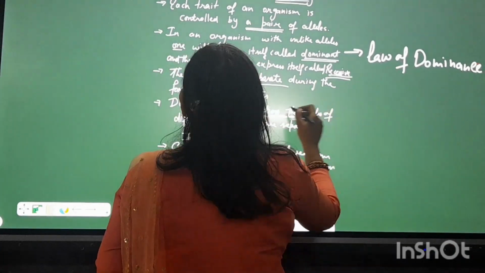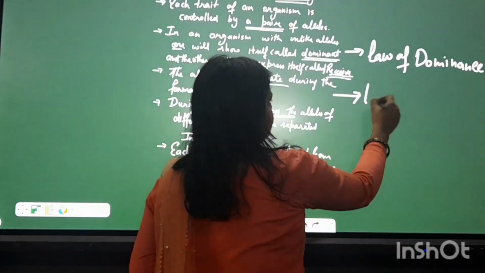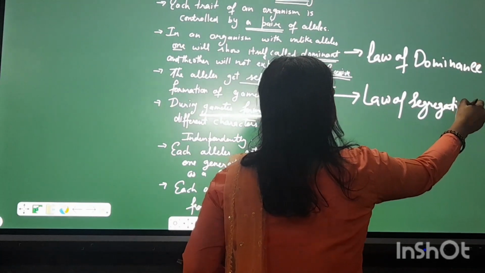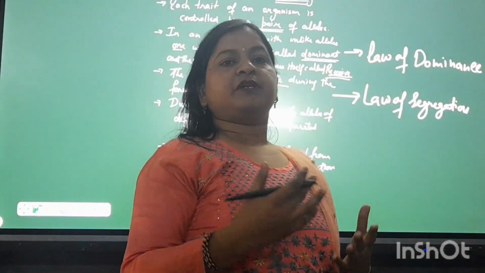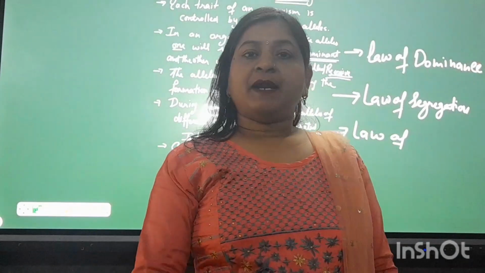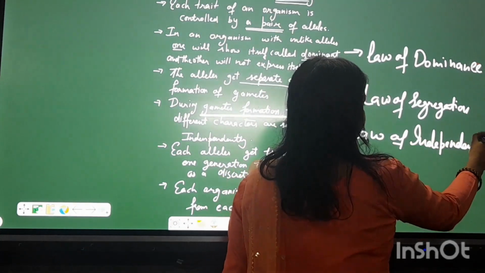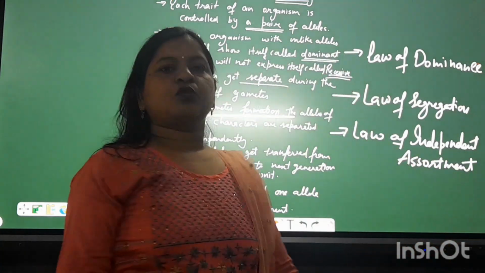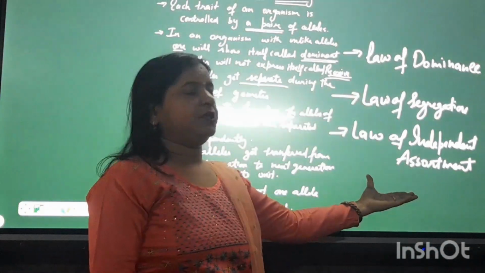And this is showing the formation of the gametes, they get separated. This is showing the law of segregation. And next point, during gamete formation, the alleles of the different characters are also independent. So it is showing the law of independent assortment. So you can see that Mendel did the experiment and he concluded our three laws.